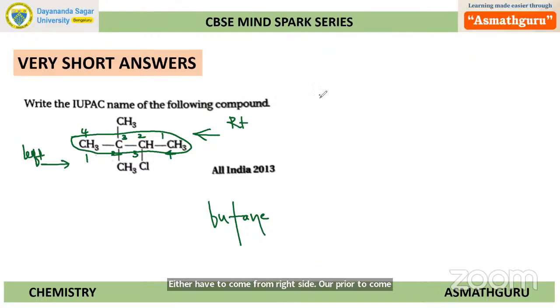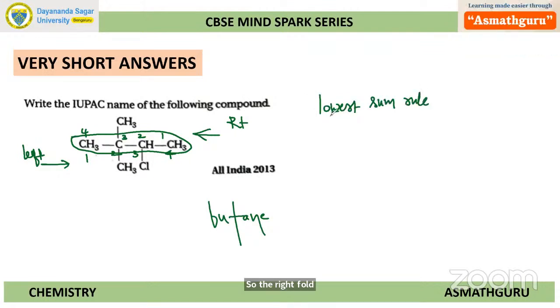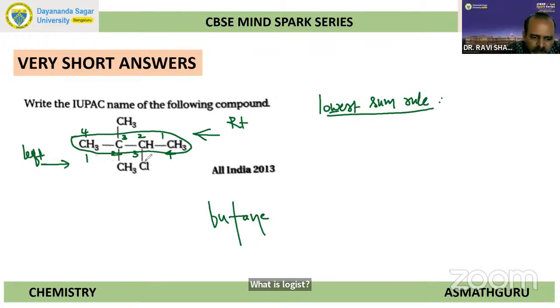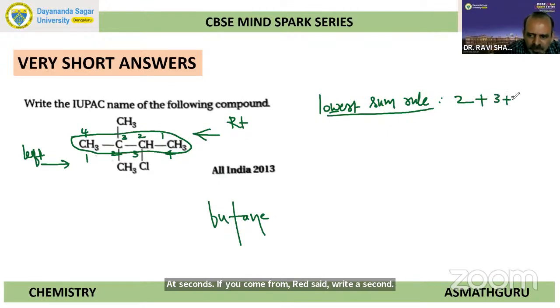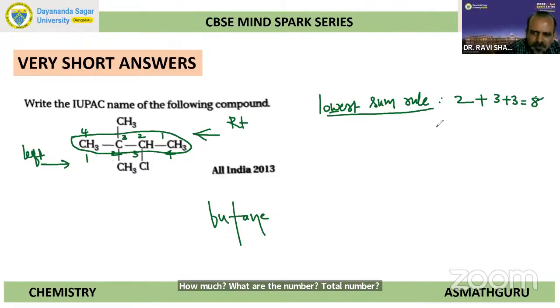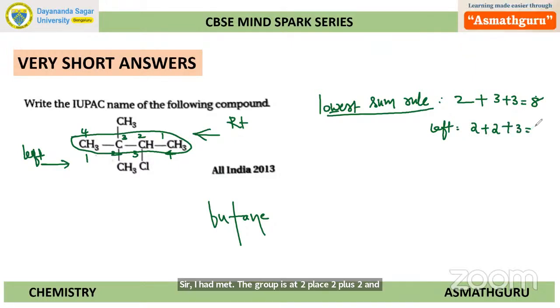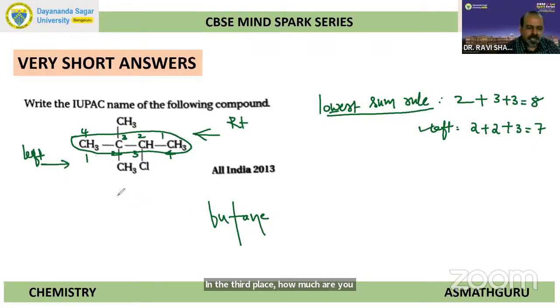You have to follow something called the lowest sum rule. What is the lowest sum rule? Just add the locants; a locant is the position where a substituent is attached. Chlorine is at second if you come from the right side, then the methyl groups are at third: 2 plus 3 plus 3, which is 8. Now go from the left side: methyl groups at 2 and 2, and chlorine at third, which is 7. Which is the lowest sum? 7, so left to right. We should not take the right. Got it? Yes, sir.